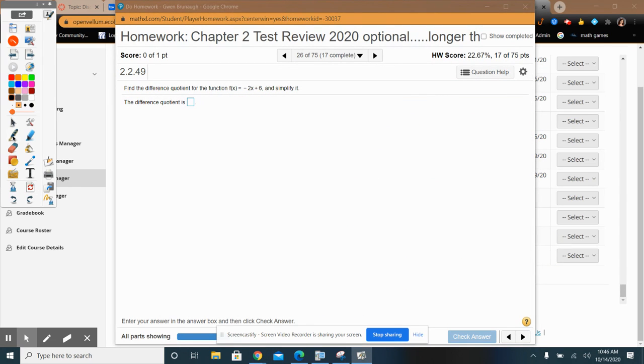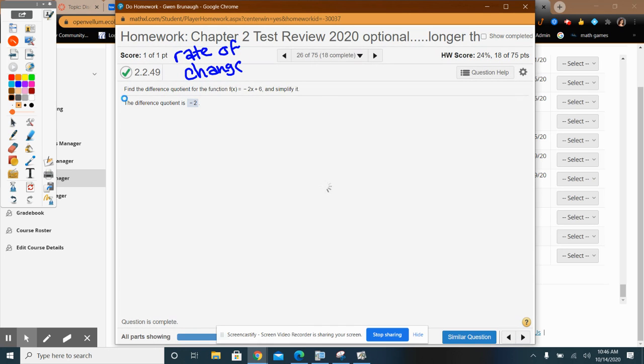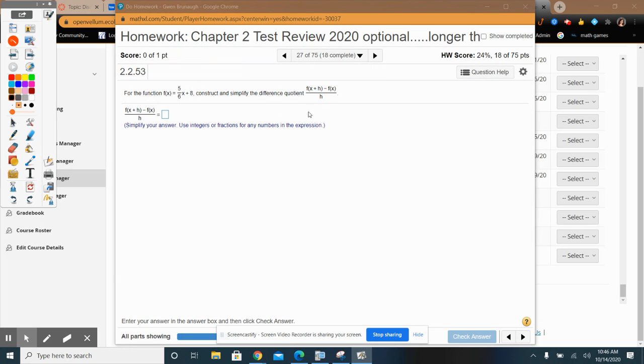Okay, difference quotient. There's not a formula, but you needed to remember that was called the rate of change formula. Difference quotient was the rate of change formula, which is another word for slope. If it's a line, you only need to type in the slope. Okay, I'll let you do this one on your own.